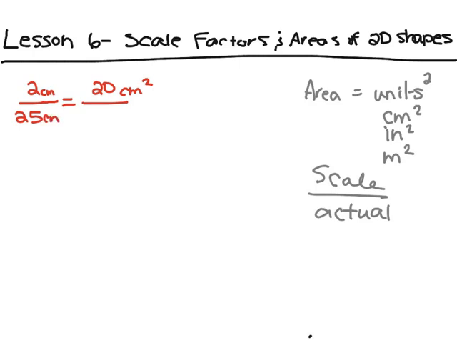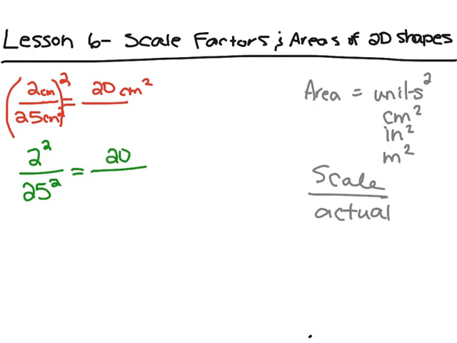We need to make them all squared. So when we do our scale factor, we need to square it. What that means is you're going to square the top and you're going to square the bottom. If you don't remember how to do that, type it into your calculator. So we're going to have 2 squared over 25 squared is equal to 20.